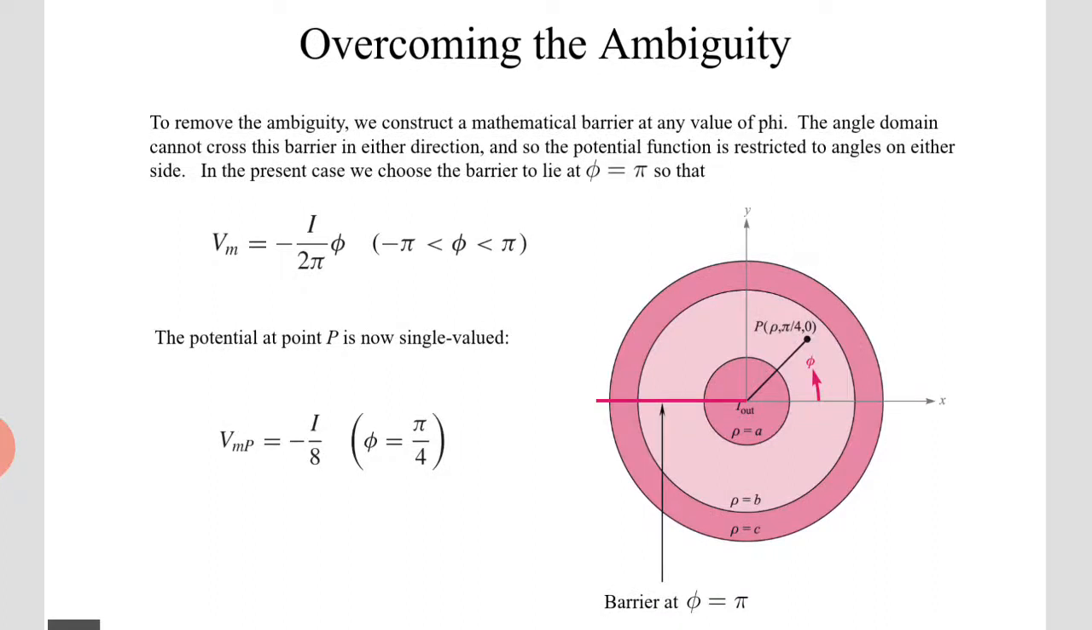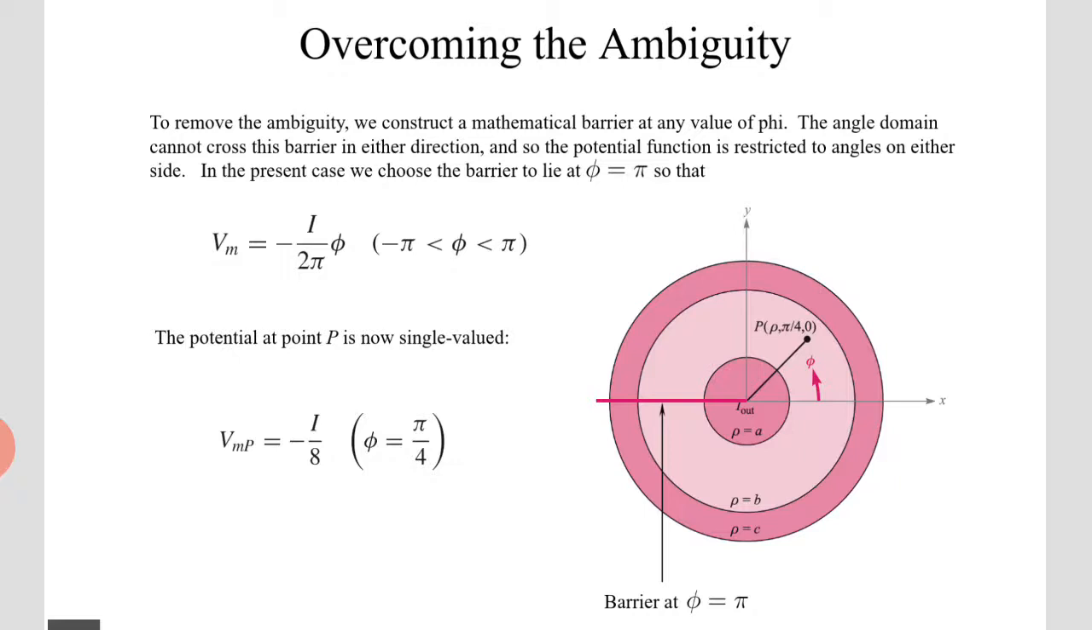Overcoming the ambiguity. Now how do we overcome this ambiguity? Consider the same example of the coaxial transmission line; the same figure is utilized here. You can see in the figure a barrier at the angle φ equal to π. To remove the ambiguity, we have to construct a mathematical barrier at any value of φ.